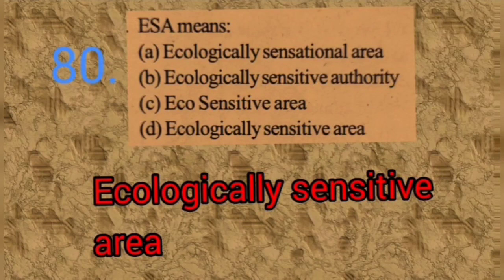ESA means? Options: A, ecologically sensational area; B, ecologically sensitive authority; C, eco-sensitive area; D, ecologically sensitive area. ESA means ecologically sensitive area.